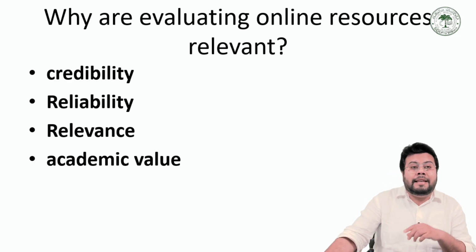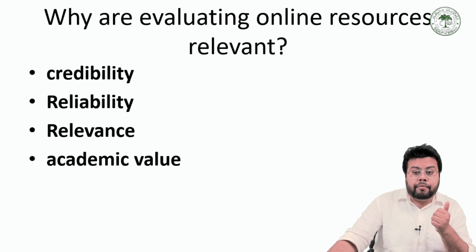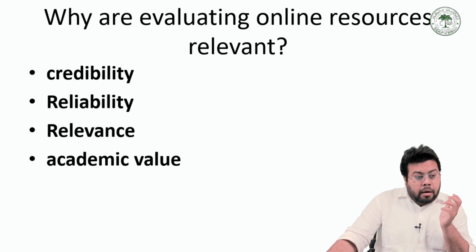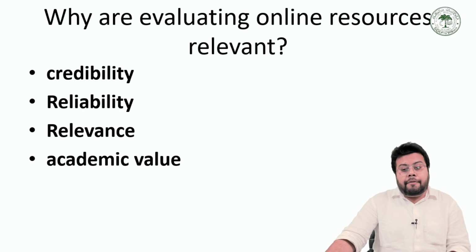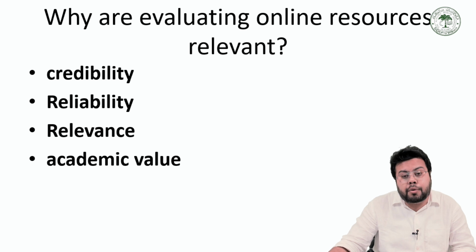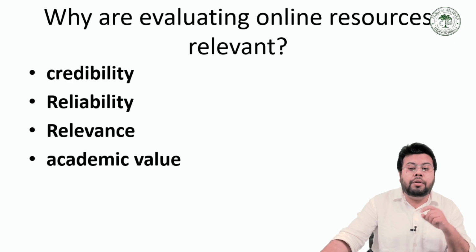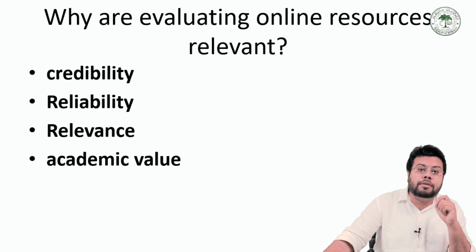However, this easy access also brings a challenge. Not everything available online is reliable, accurate, or academically useful. Alongside genuine scholarly research, the internet also contains unverified information, biased opinions, commercial content, and sometimes misleading materials. Therefore, as students and researchers, it becomes essential for us to learn how to distinguish between a trustworthy scholarly source and an unreliable one. This process is known as evaluating online scholarly resources.